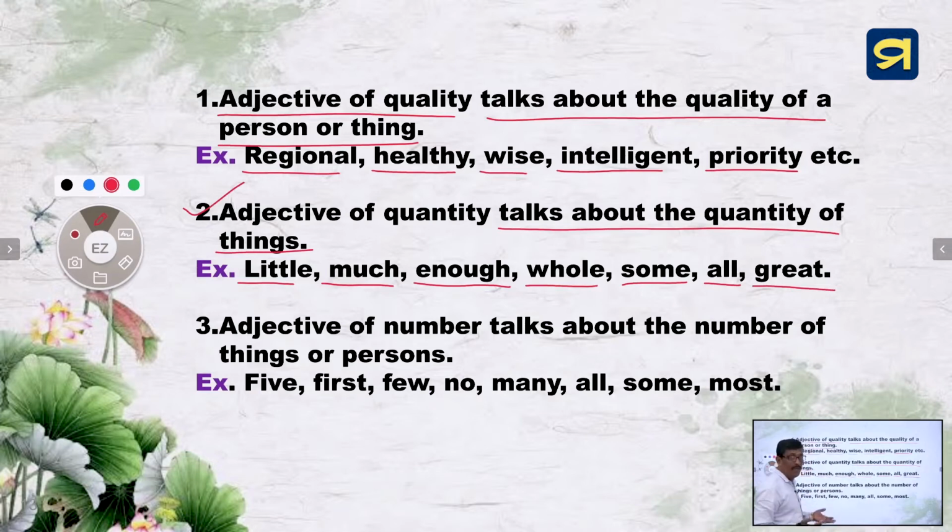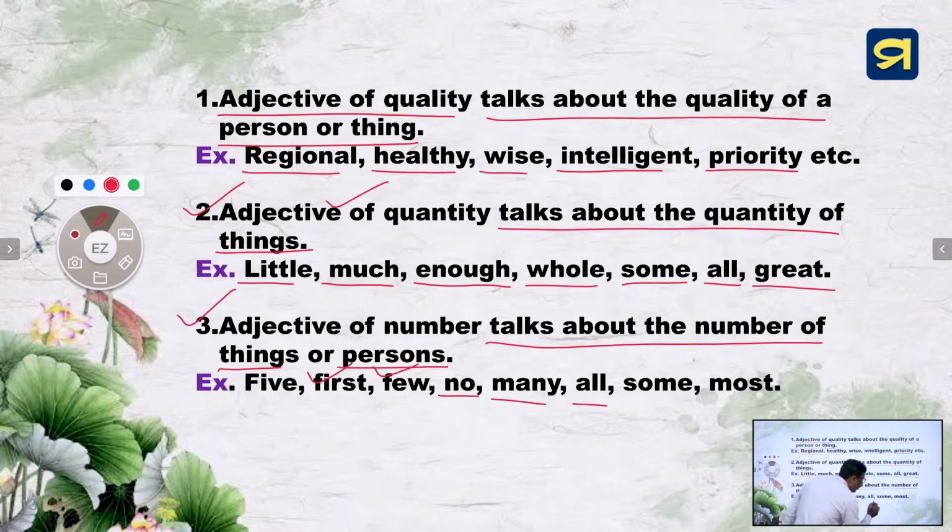We can say that these are the adjectives of quantity. Number 3, adjective of number talks about the number of things or persons. 1, 2, 3, 4, or first, second, few, no, many, all, some, most. So these are what? Adjectives of number.